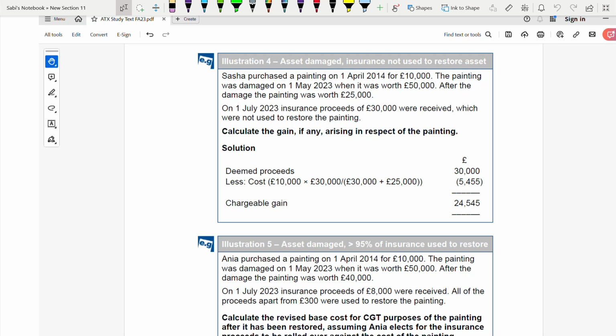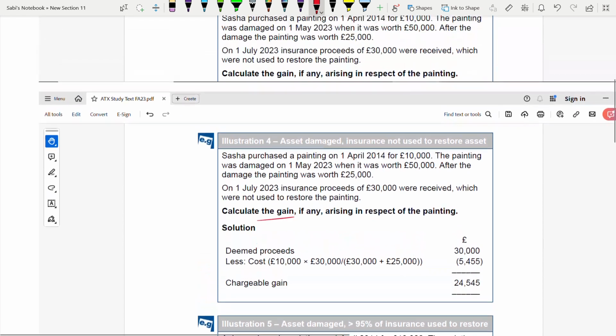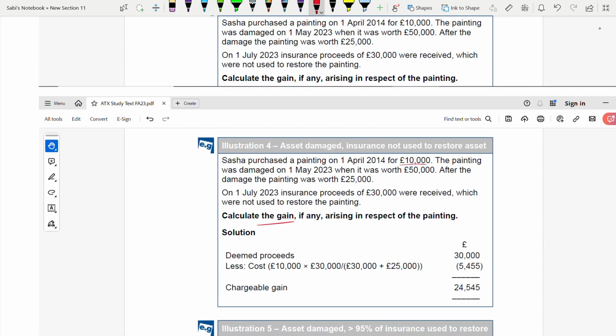Illustration 4 and illustration 5. Okay, so in illustration 4, the answer is already given, but let's see how we got it. Calculate the gain. Here, Sasha purchased a painting for 10,000. The painting was damaged when it was worth 50,000. After the damage, the painting was worth 25,000. The insurance proceeds were 30,000 and it was not used to restore the painting.